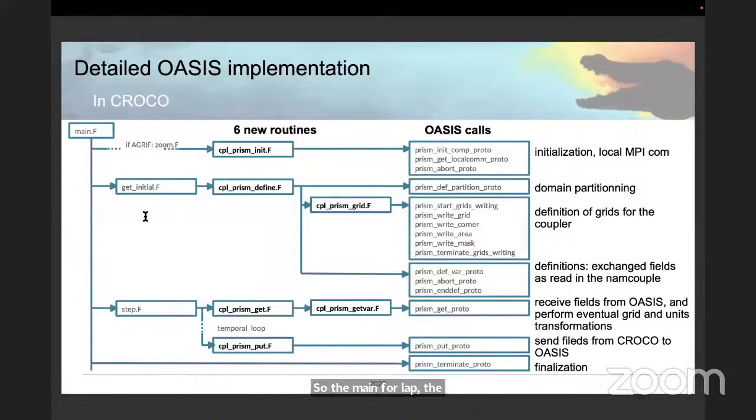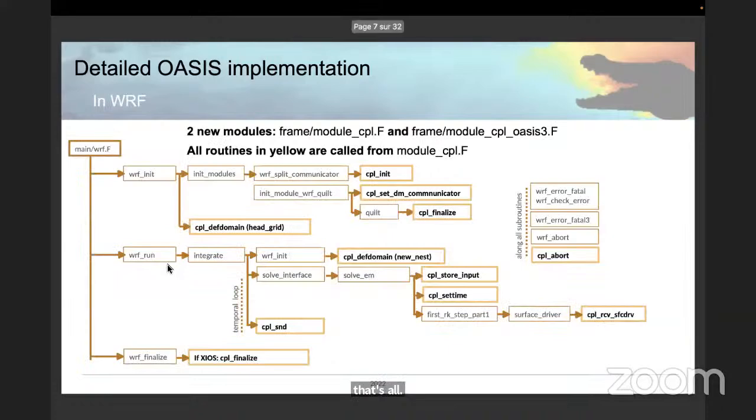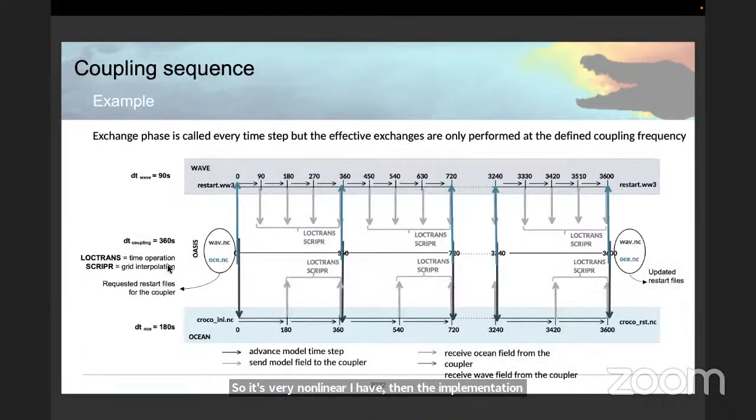The get initial for the definition and the step, and that's all. So it's very non-intrusive. I have then the implementation in WaveWatch and WRF, but I will skip that. If people are interested, they can look at that. And typically, this is the sequence of exchange that we have when we couple.